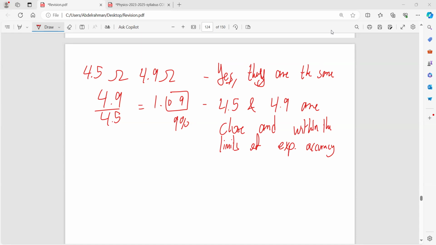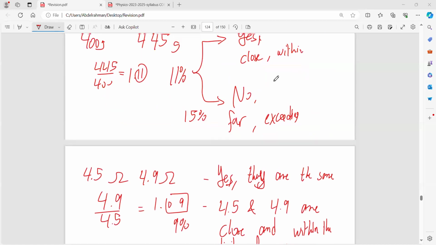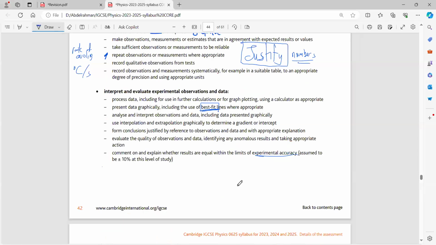At what limit do we say that it exceeded the limit of experimental accuracy? If it's above 15%, definitely it has exceeded the limits of experimental accuracy. If it's above 15%, definitely exceeding the limits of experimental accuracy. I hope I have answered all of your questions regarding this point.